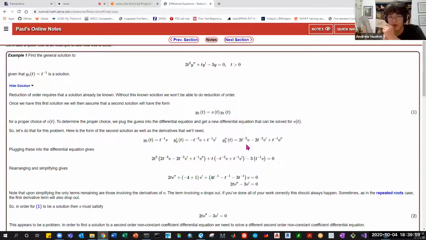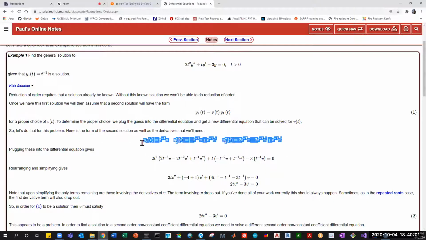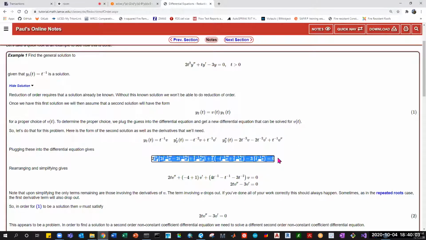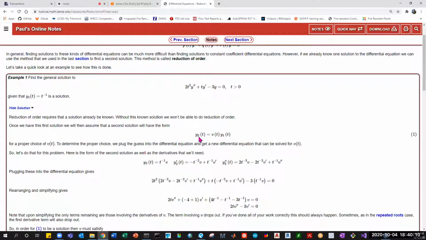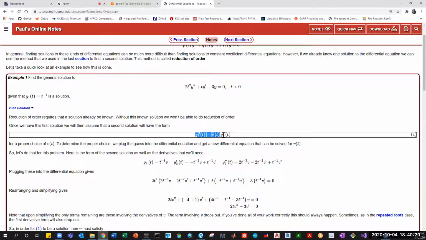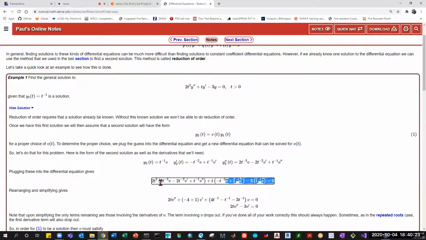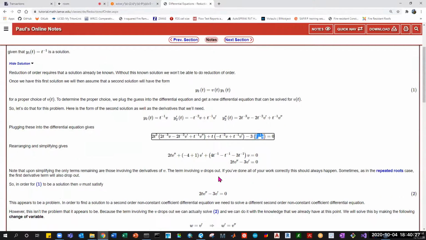Okay. And so yeah, you do that, and it's not that bad. The next thing here is you plug your y2 all the way in your differential equation. So this y prime, y double prime, y prime, and y, it's going to be in terms of y2 now. So it's going to be this second solution. You just plug in what you just did.